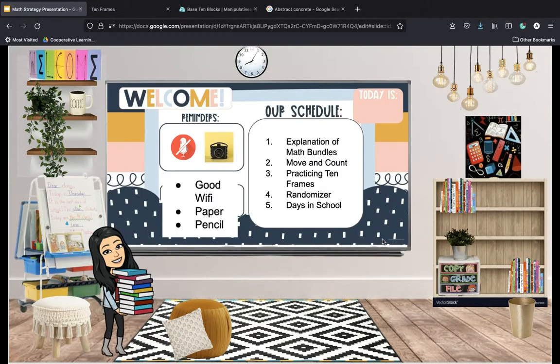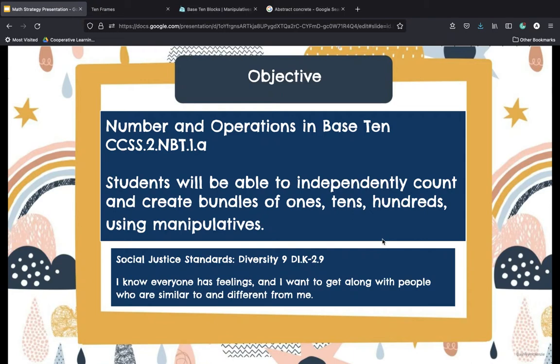All right, so this is going to be kind of a little overview of today's schedule. This is how it would look if it were to be distance learning. So our objective here is based off the standard number and operations, the domain number and operations in base 10. Second grade, students will be able to independently count and create bundles of ones, tens, hundreds using manipulatives. We also have a social justice standard: I know everyone has feelings, and I want to get along with people who are similar and different from me.